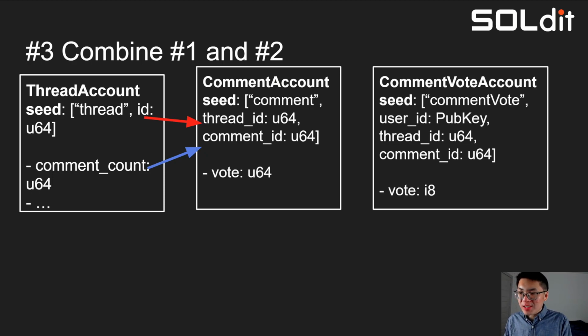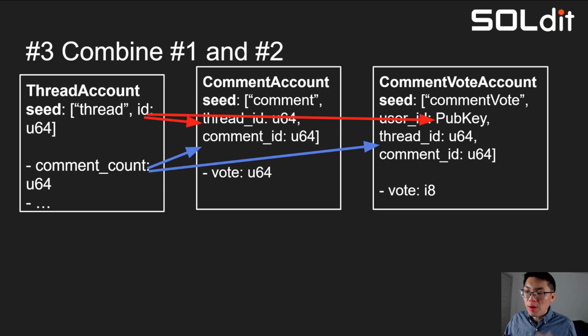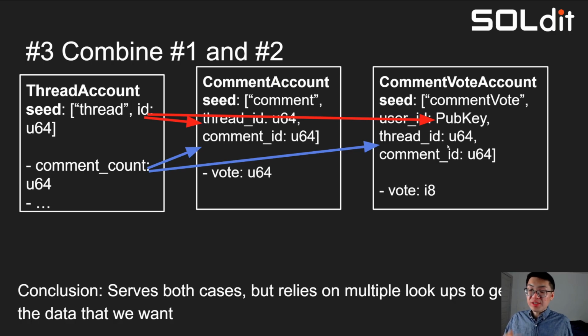And to do that, we just simply add back the comment vote account. And we know the thread ID, we know the comment ID. Then all we need to do is check if your specific user has made a vote for a specific comment inside a specific thread. And so in conclusion, this serves both cases, but the problem, just like we might have seen in part 2 of the white paper with threads, is that it relies on multiple lookups to get the data that we want, and it can be expensive.